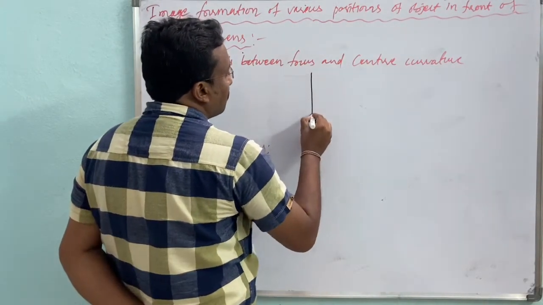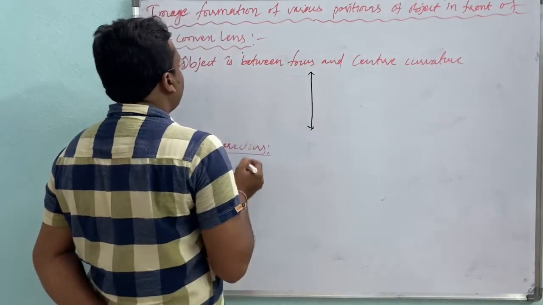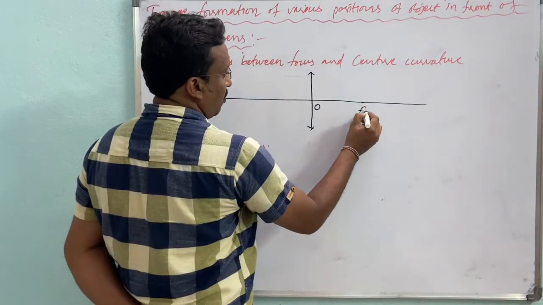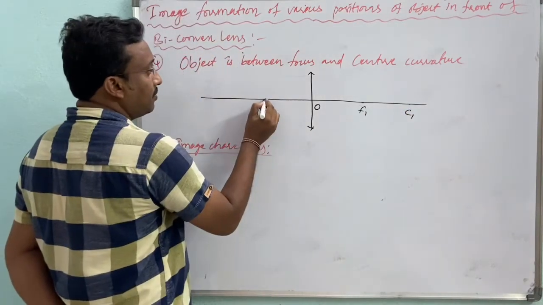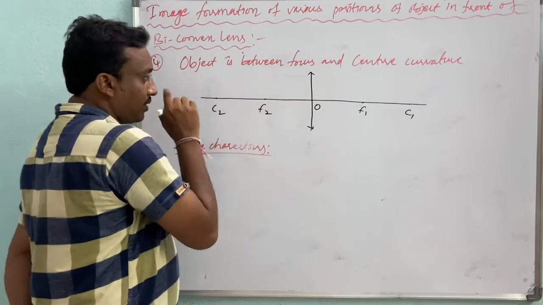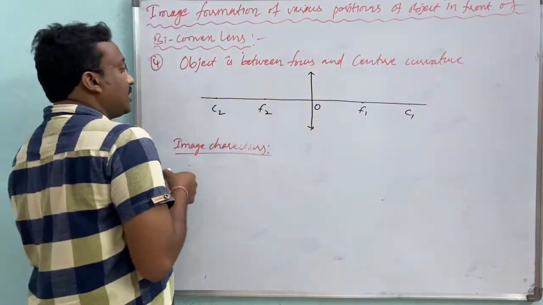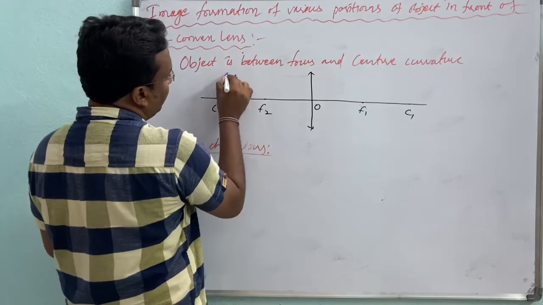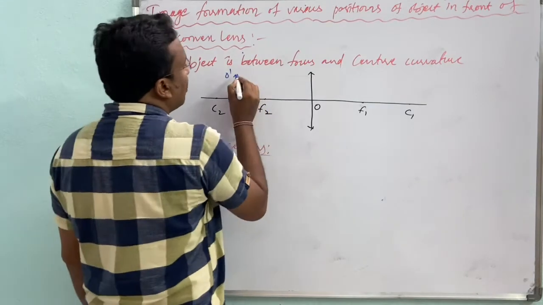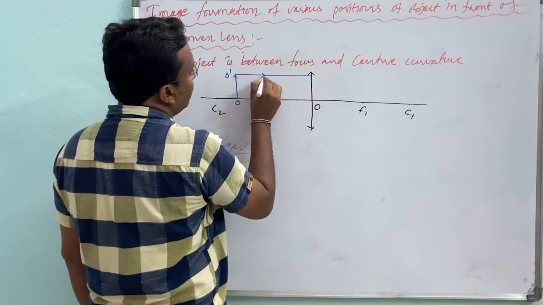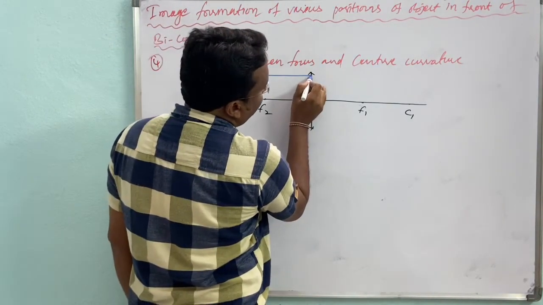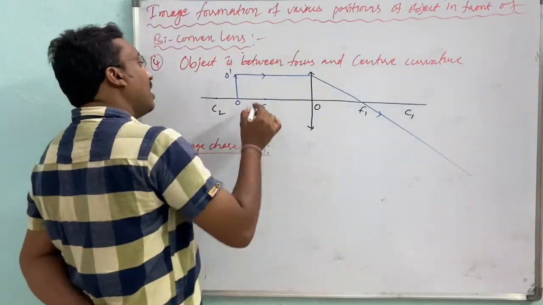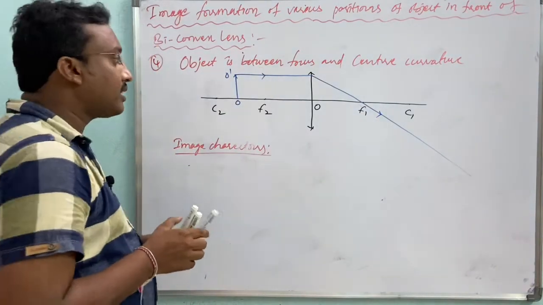Then convex lens, optic center, focus, center of curvature. Here the object is located between center of curvature and focus. Here I am going to use the first rule, parallel to the principal axis. After refraction it passes through the focus. Got it? The next, I will follow the second rule.